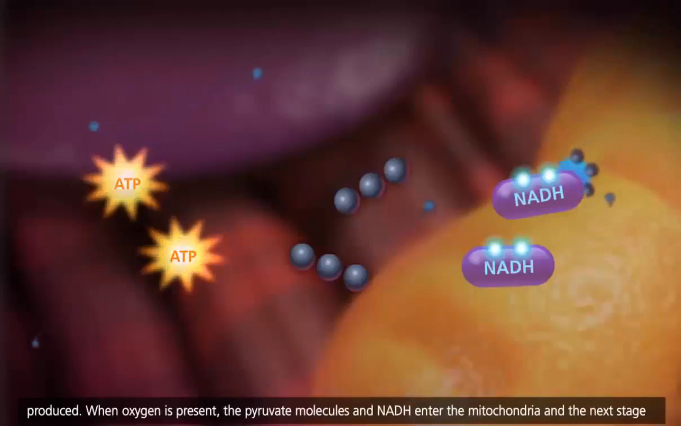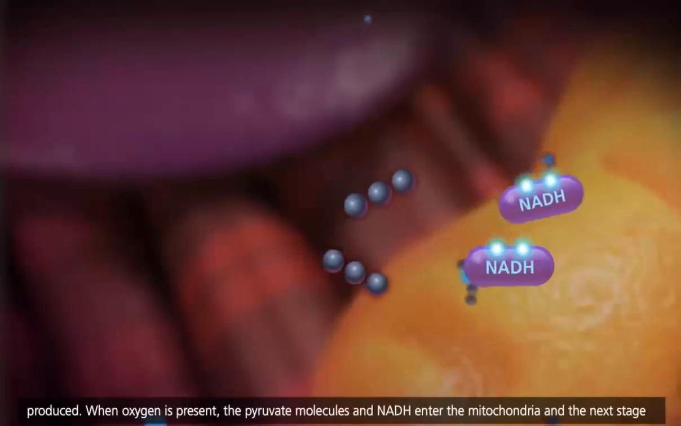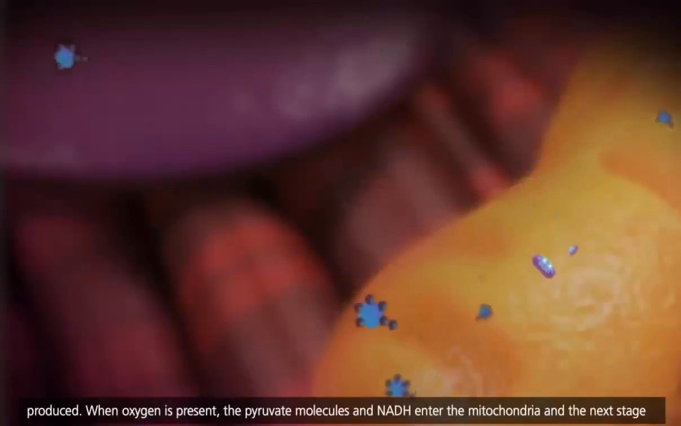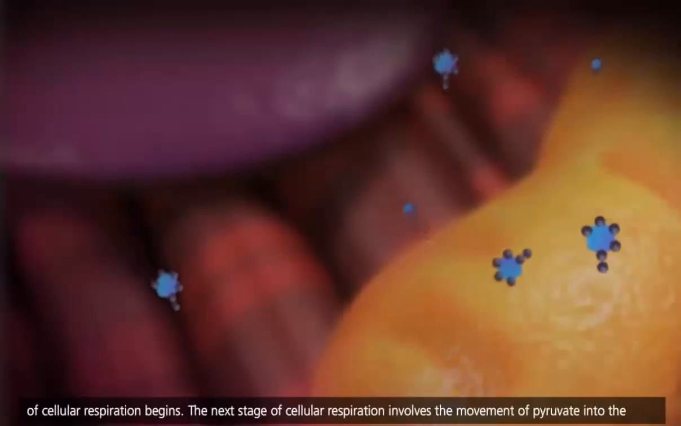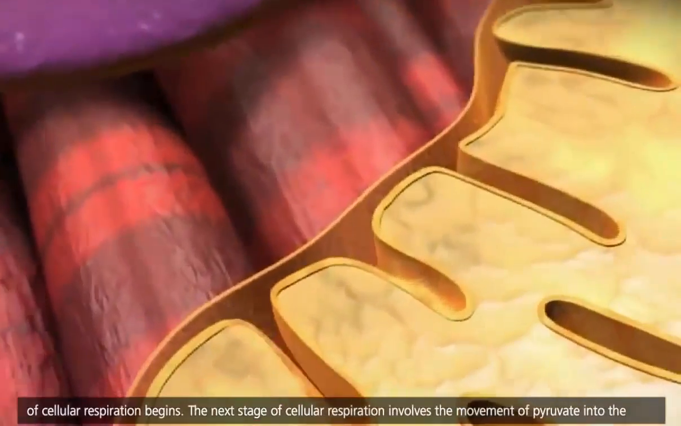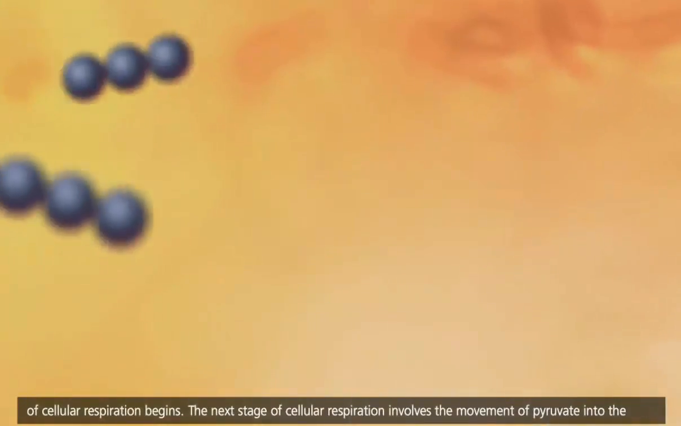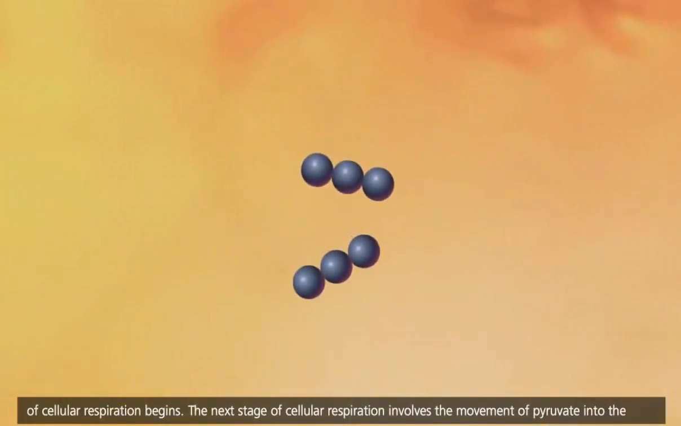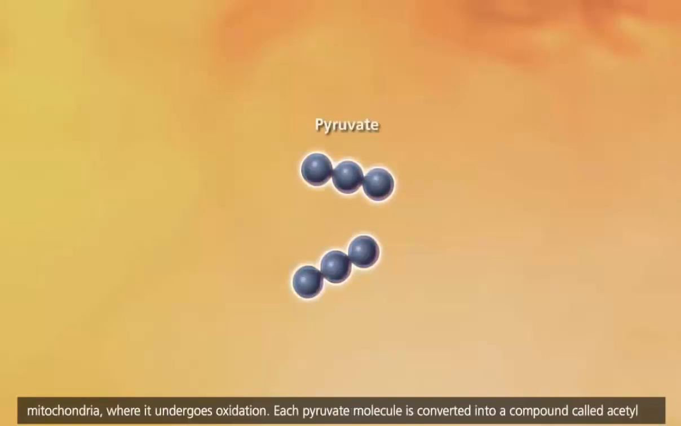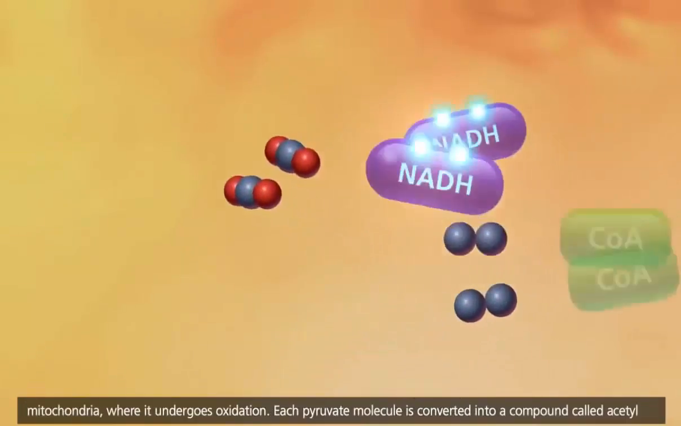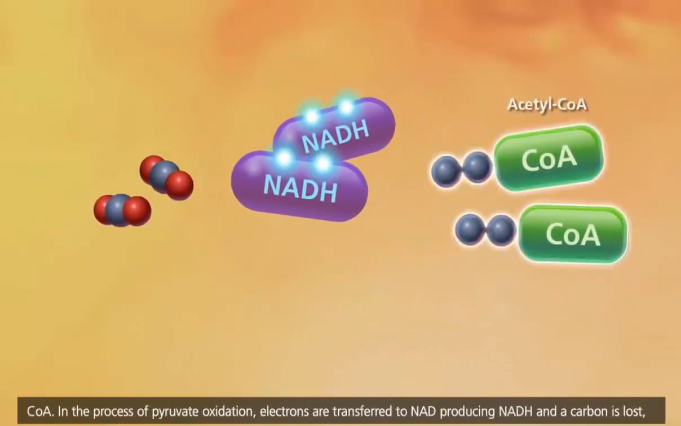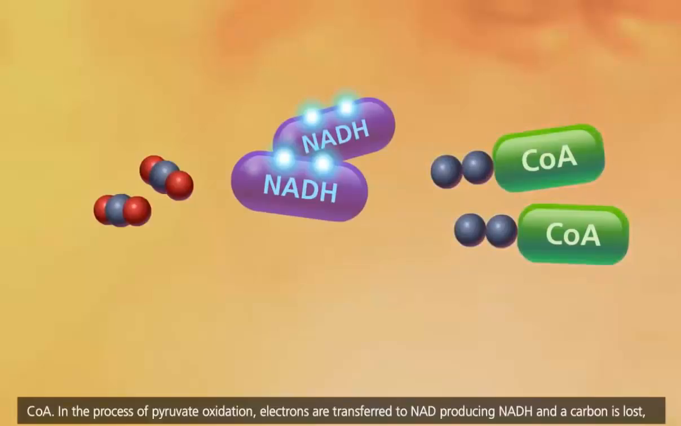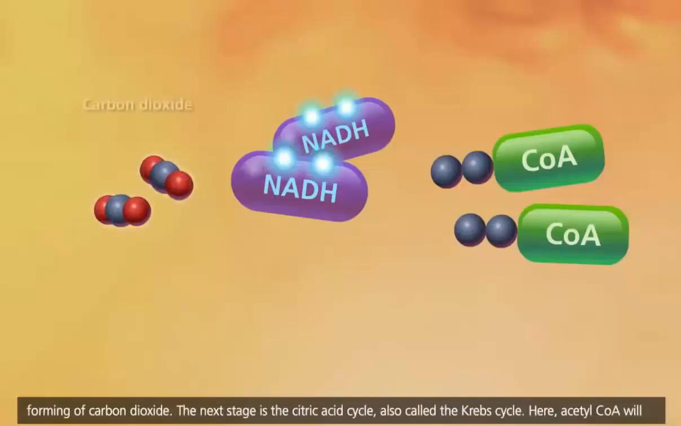When oxygen is present, the pyruvate molecules and NADH enter the mitochondria, and the next stage of cellular respiration begins. The next stage of cellular respiration involves the movement of pyruvate into the mitochondria, where it undergoes oxidation. Each pyruvate molecule is converted into a compound called acetyl-CoA. In the process of pyruvate oxidation, electrons are transferred to NAD, producing NADH, and a carbon is lost, forming carbon dioxide.